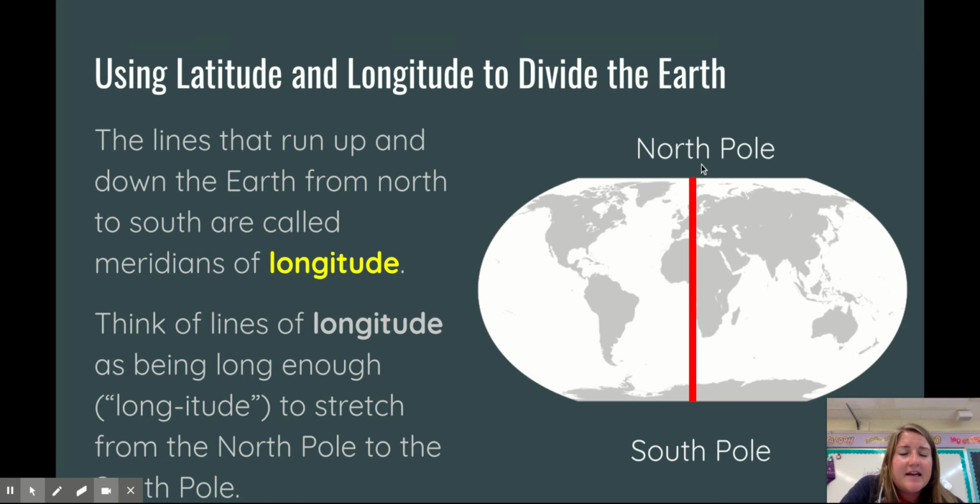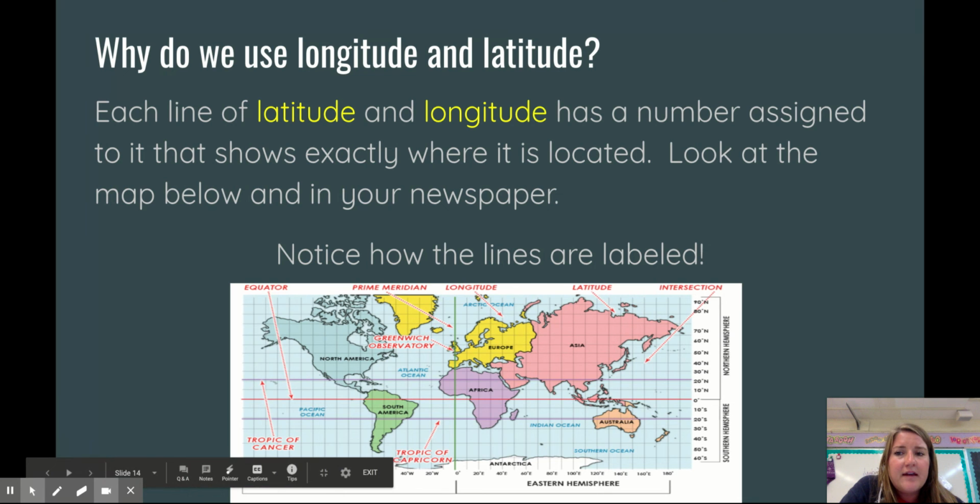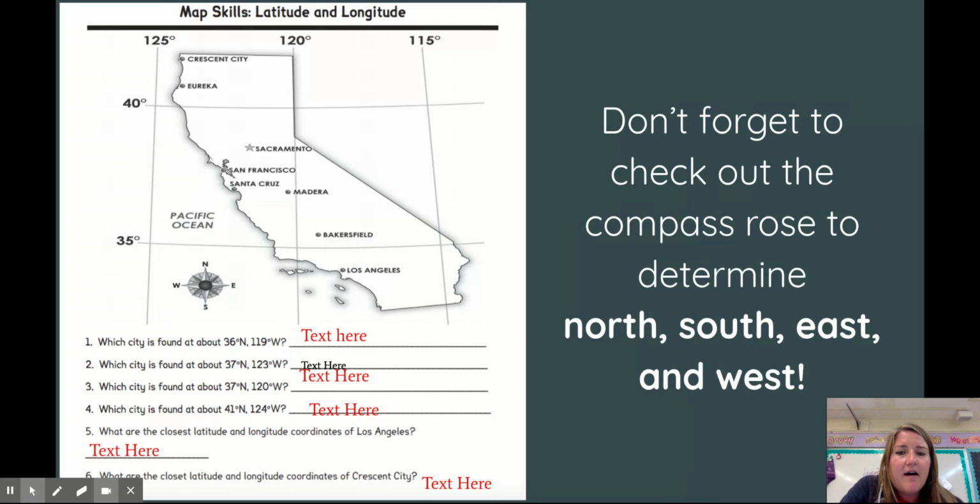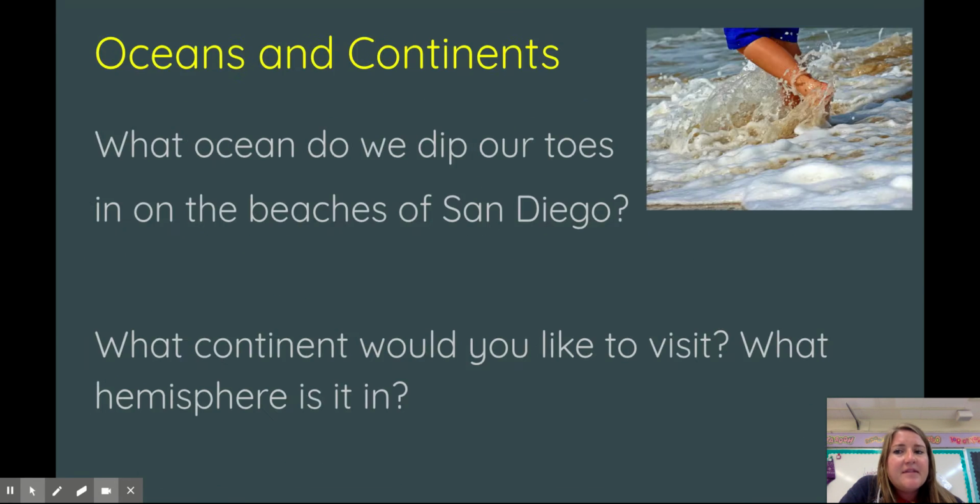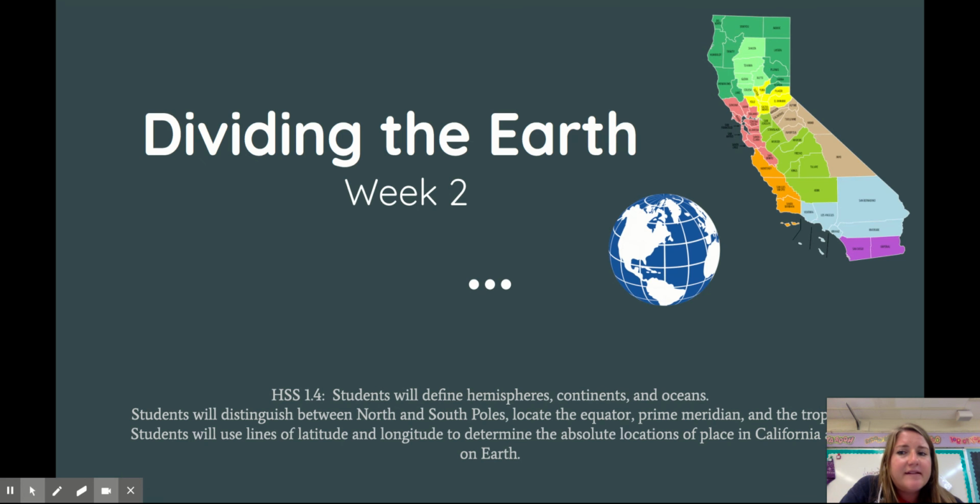Longitude lines, think it would take a really long time to get to the North Pole to the South Pole, okay? We can use these lines to say where places are, and we're going to be practicing some of that today. But this is going to be a quick quiz for some of you that do not have your social studies newspaper with you, okay? So dividing the Earth, we will get into greater depth in our lesson, but that was just a little overview for your Google form today.